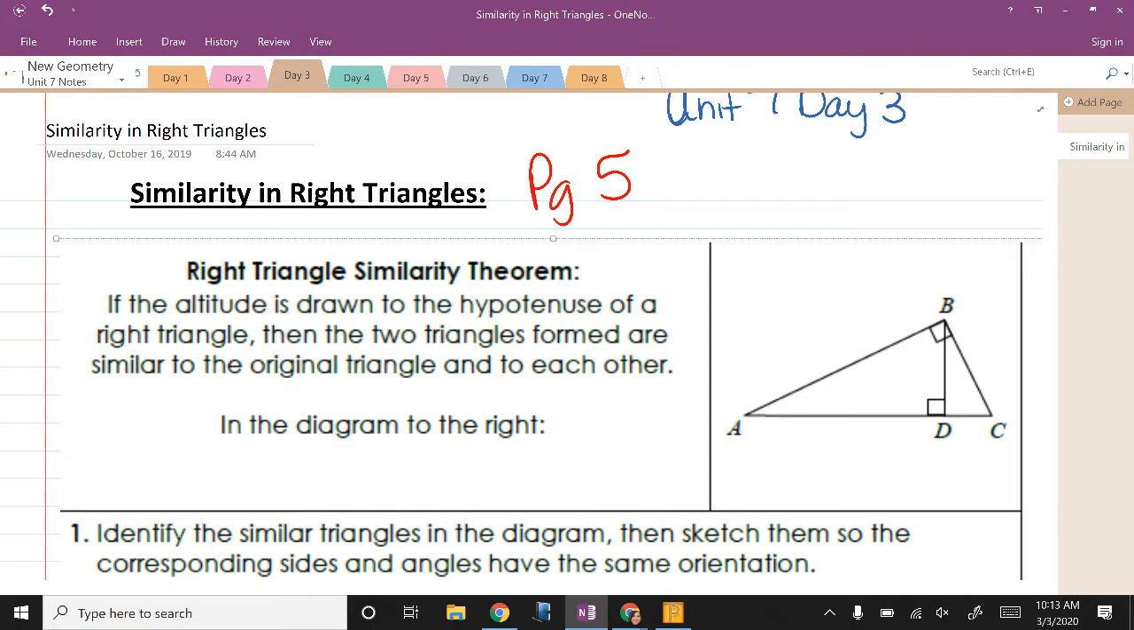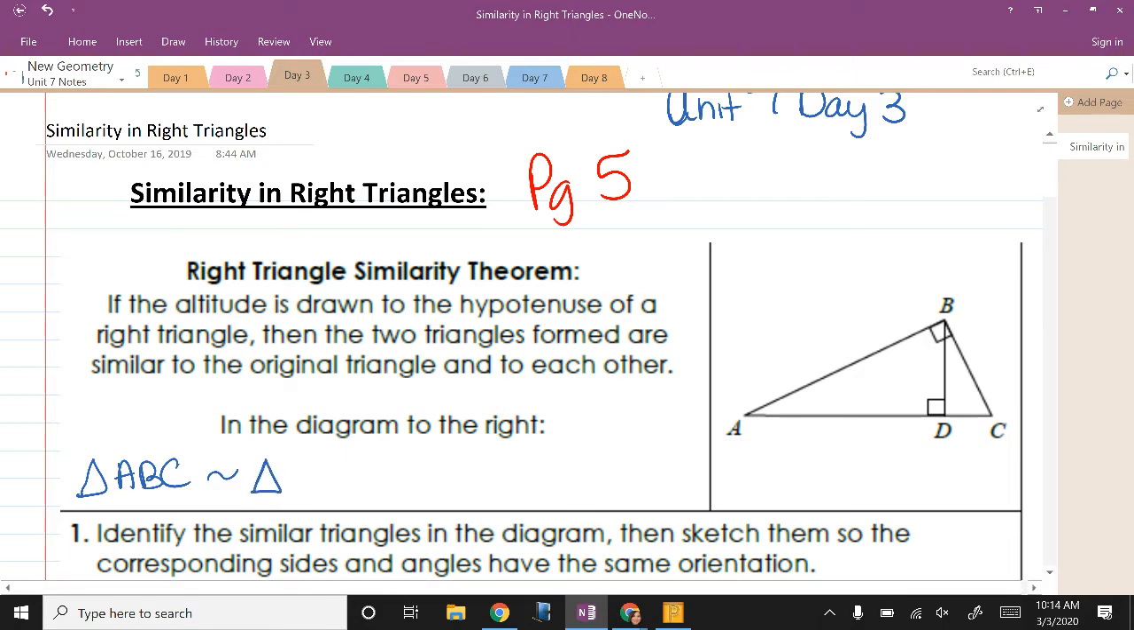So in the diagram, let's write a similarity statement. Triangle ABC is similar to... Now, what angle in triangle ABC is the right angle? B, right? Is similar to triangle... well, let's do this left triangle. What's the angle that's the right angle in this one? D. So D is going to be, and then its short leg.